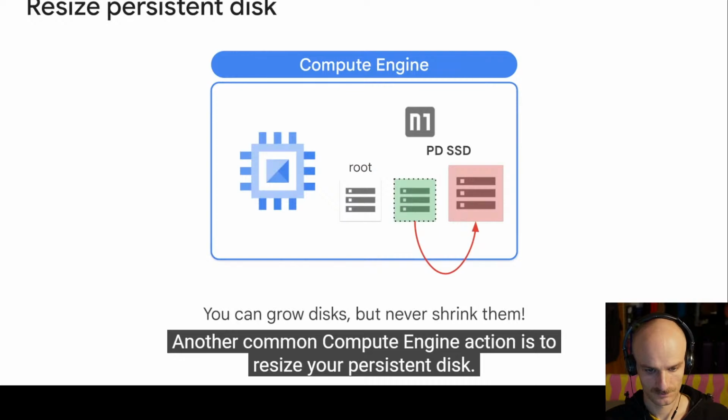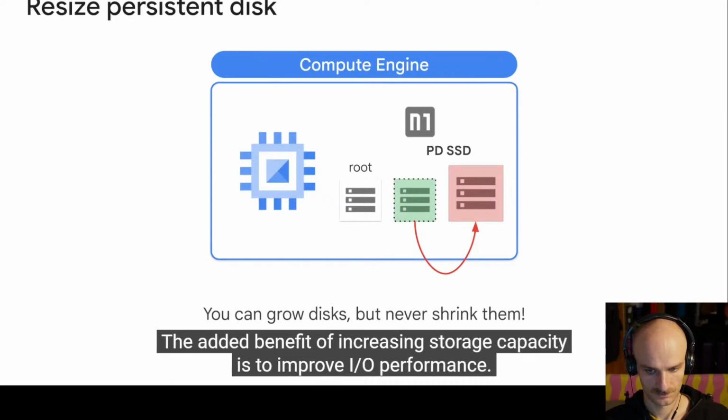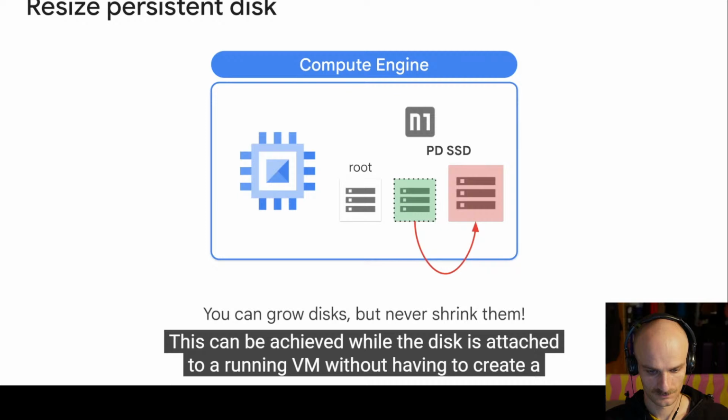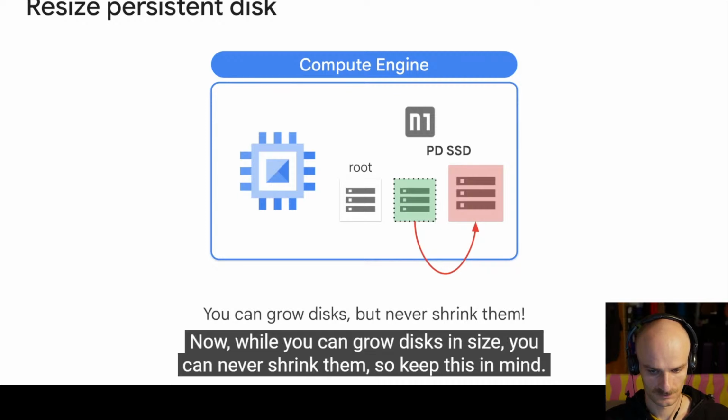Another common Compute Engine action is to resize your persistent disk. The added benefit of increasing storage capacity is to improve I/O performance. This can be achieved while the disk is attached to a running VM without having to create a snapshot. Now, while you can grow disks in size, you can never shrink them, so keep this in mind.